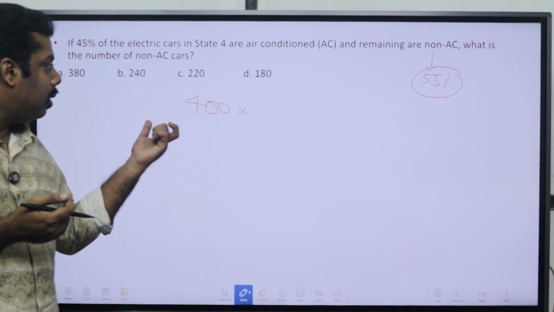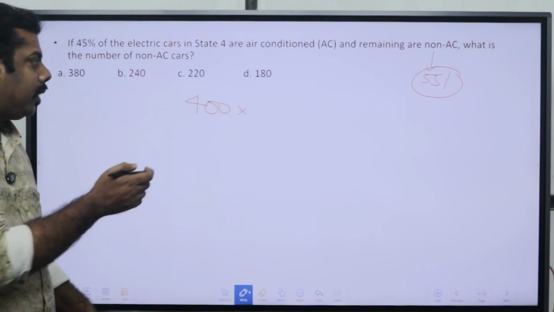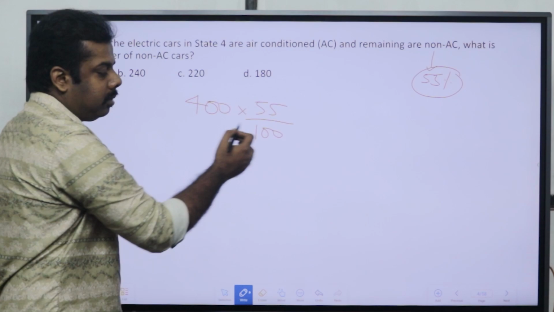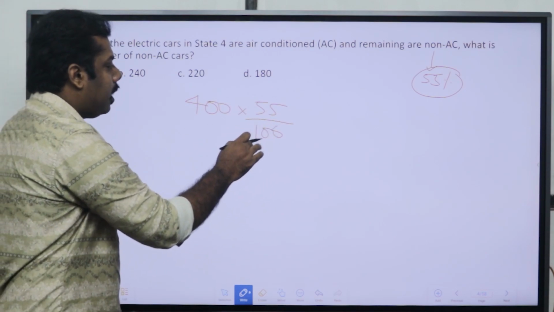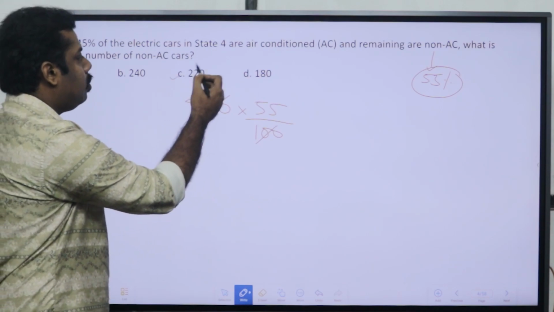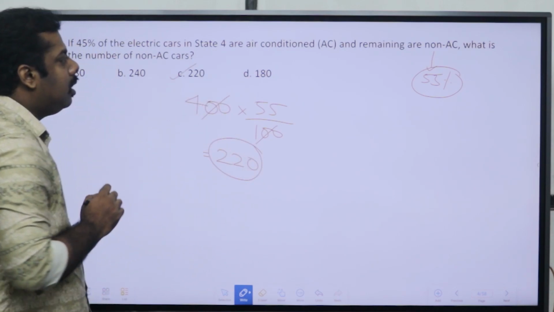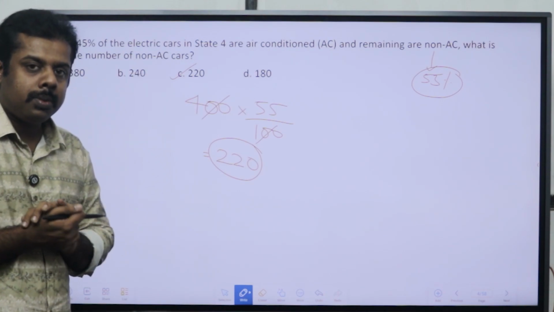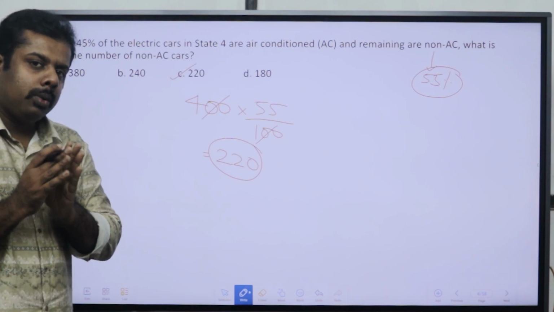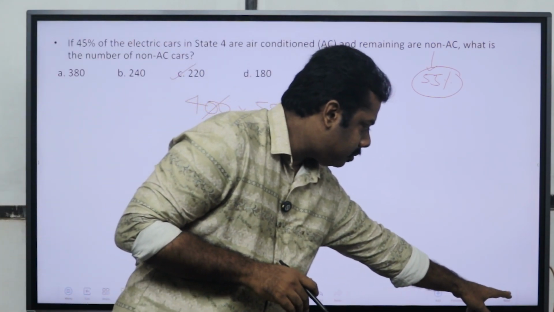So what do you have to do? The total electric cars in state 4, as we know, is 400. So 55 percentage of 400 is going to give us the answer. Solving it, cancelling out the 100, 4 into 55 is going to give us 220. So the answer for the first question is option C, that is 220. Easy question, I hope that you got it right. Now moving on to the next one.